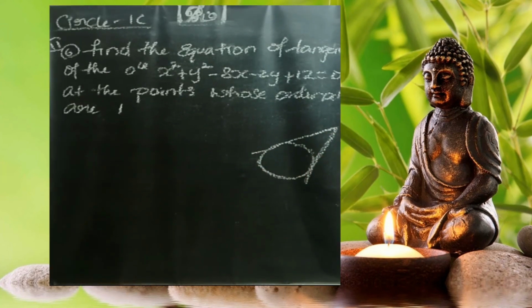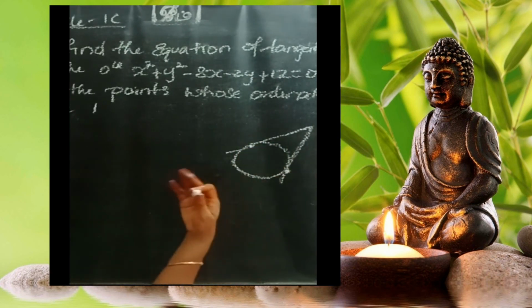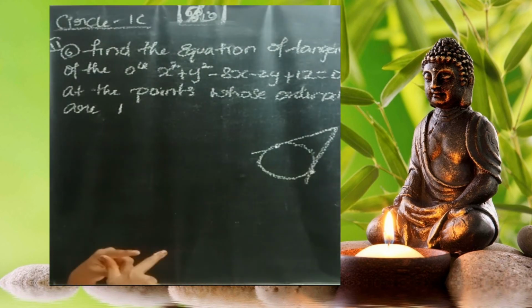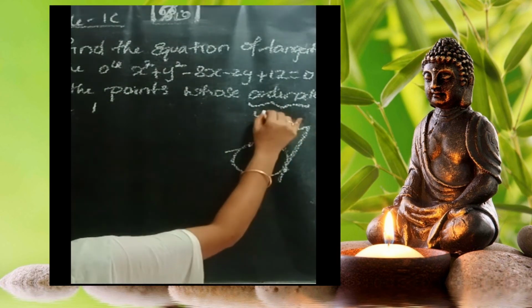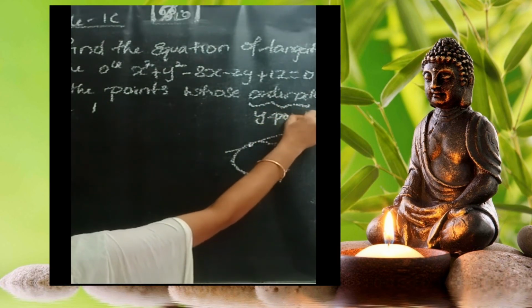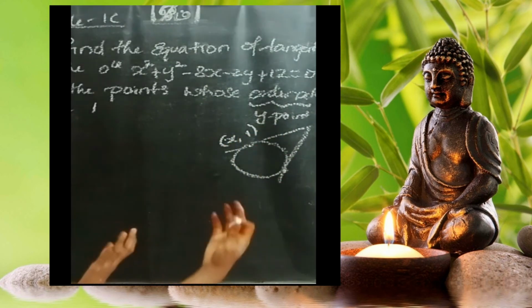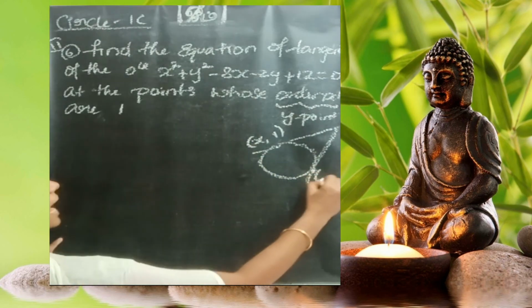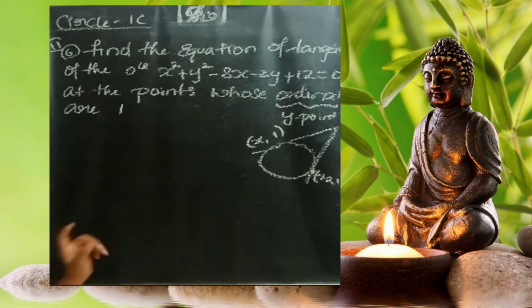They have given the circle equation, right? And at the points, they have given the ordinate as 1. Already we have discussed that the ordinate means the y point. We don't know the x point, so let the first one be x1 and the second be x2, and they have given the ordinate as 1.